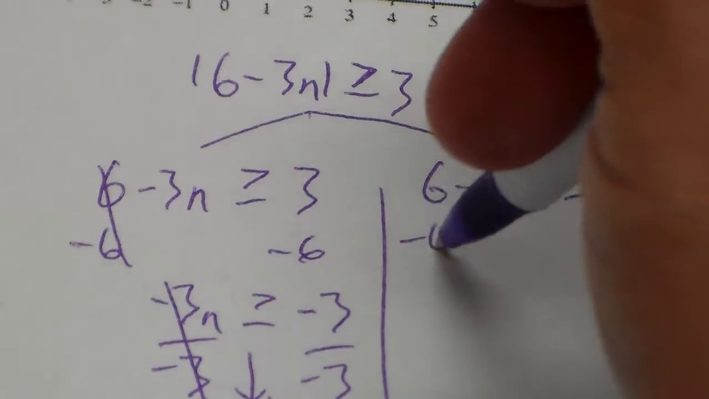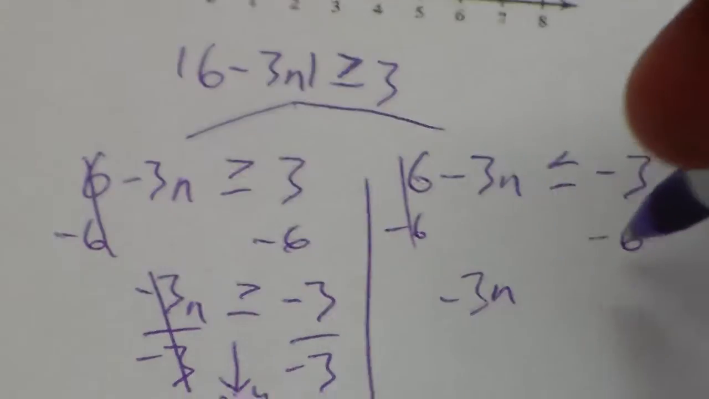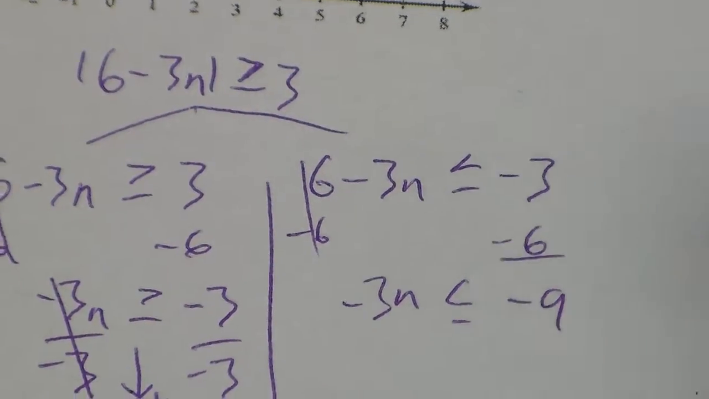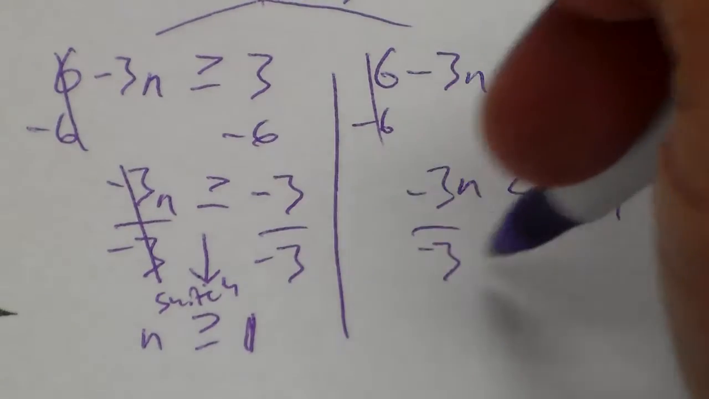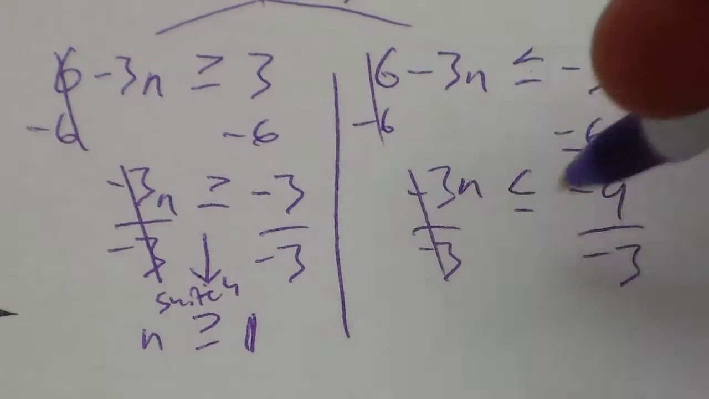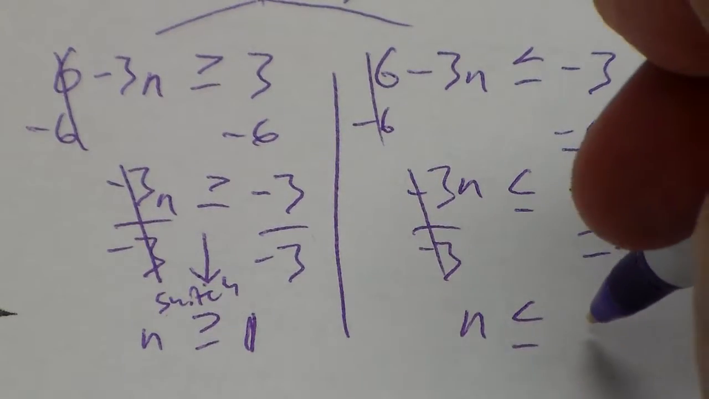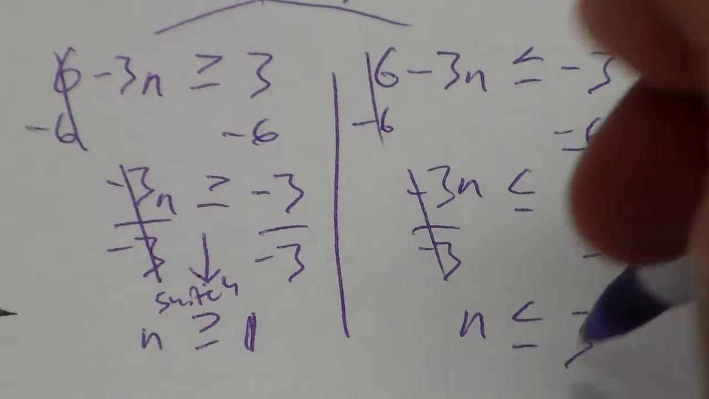So we're going to go ahead and minus 6, minus 6. So this time we get negative 3n is less than or equal to negative 9. And so then we're going to divide by negative 3, which you should switch the inequality symbol, but let's not do it for a second. So n is less than or equal to 9 divided by 3. Negative is a positive 3.